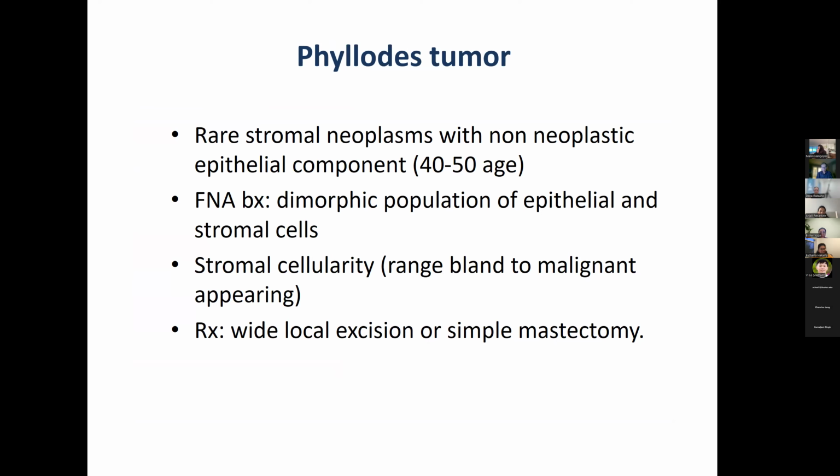Coming to the phyllodes tumor, this is very rare and usually occurs at a much older age group compared to the fibroadenoma. You have the similar biphasic pattern, so you will have epithelial and stromal cells. But notice that the stromal cellularity can be, depending on which spectrum it is, from benign to borderline to malignant. It can be very malignant appearing or pleomorphic, where your differential diagnosis becomes a metaplastic carcinoma versus just fibroadenoma. So this challenge remains in cytology as it does in surgical pathology.